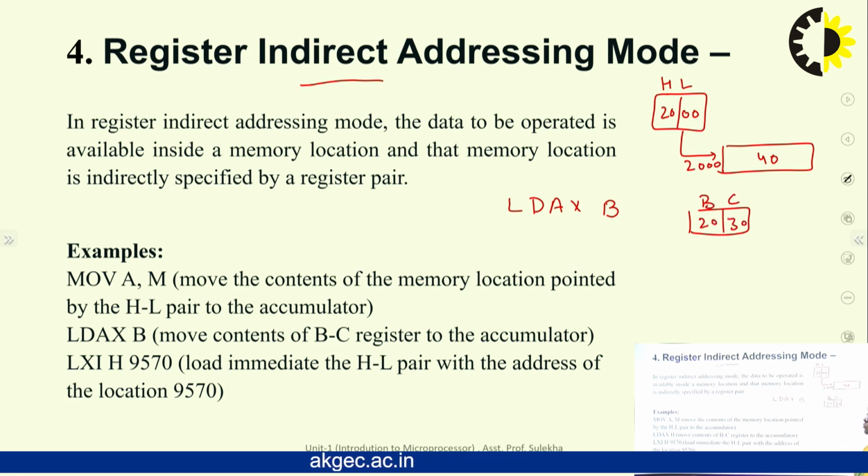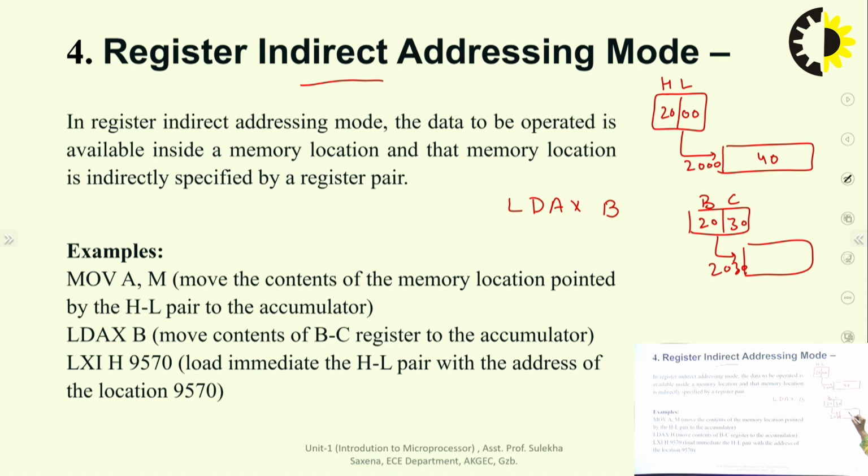Let the content of the BC register pair be 2030. Then 2030 is not the data, it is actually the memory address. So it goes to that particular location, copies the content of this location, say it is 45, and then copies it to the accumulator. So once LDAX is run, the accumulator will consist of 45. So in register indirect mode, the data address is given in a register pair and that register pair is specified in the instruction, that is, the memory location is not directly specified but indirectly specified using a register pair.